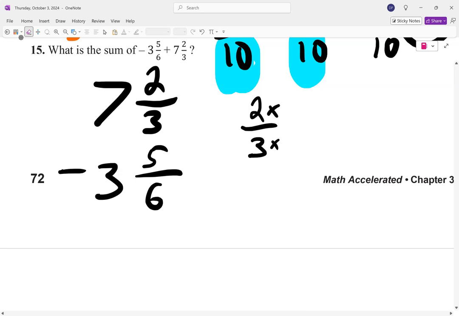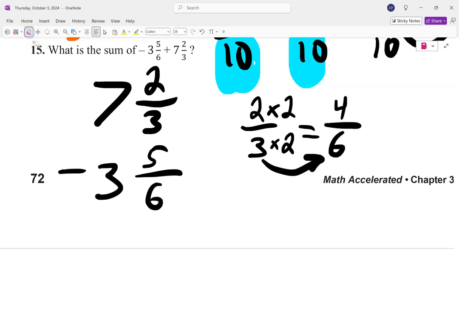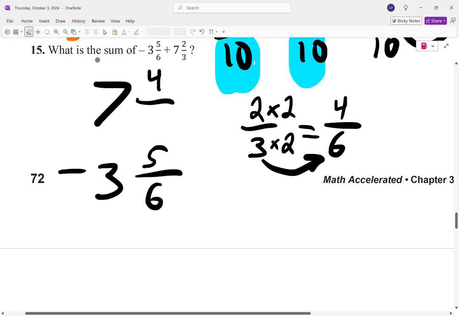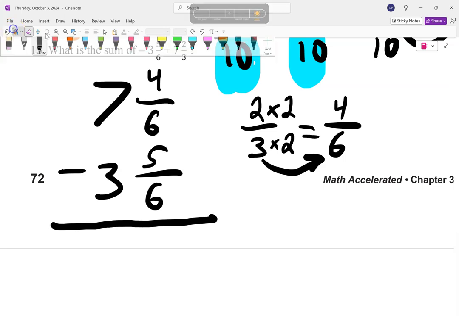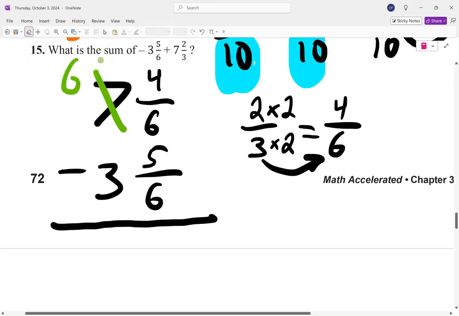So we're going to multiply times 2, right, to get to 6. 2 over 2. So we get 4/6. All right. So I'm going to delete this and go for 4/6 instead. Okay, 7 and 4/6 minus 3 and 5/6. All right, so far so good. But like I said, we can't do 4 minus 5. So we have to borrow, which, I don't know, maybe this way is easier. They're about the same, probably.